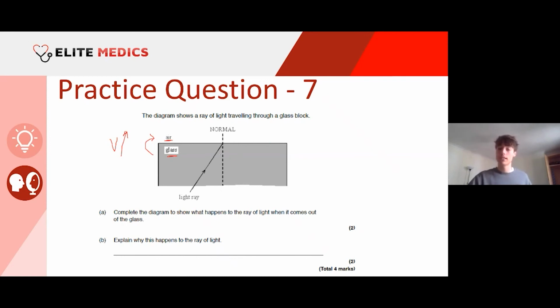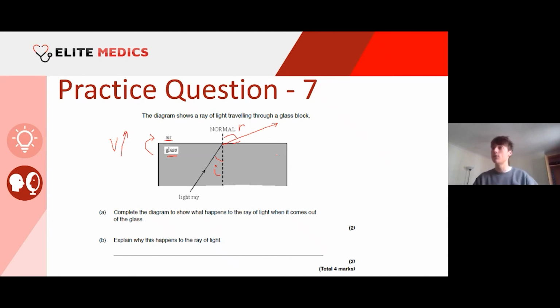If the speed increases, we know that the angle increases as well. So we have an initial angle of incidence of I. If the angle increases, that means that the refracted angle is big. Let's draw it like this. There you go. It is bigger than the angle of incidence. It gets refracted away from the normal.